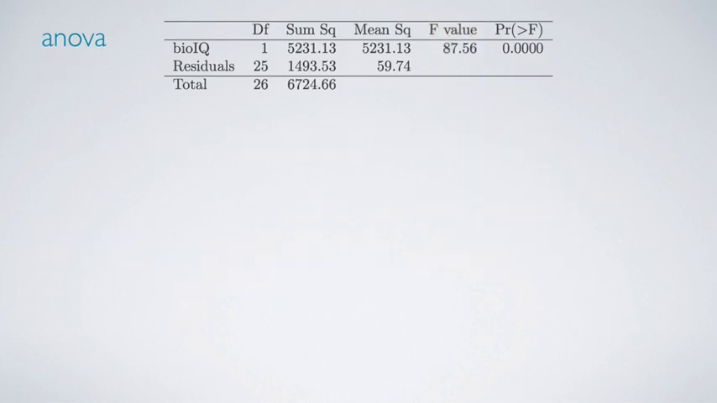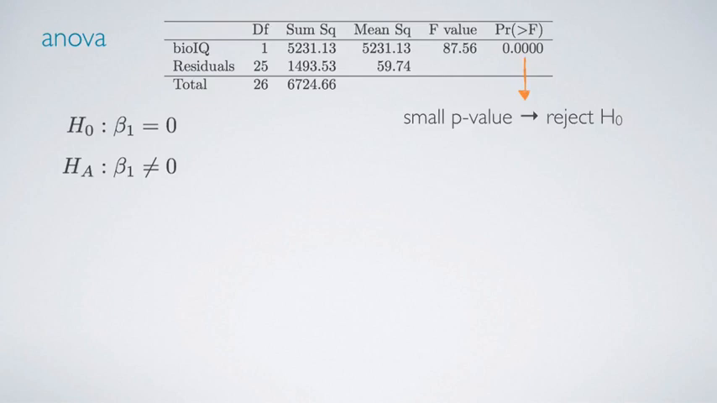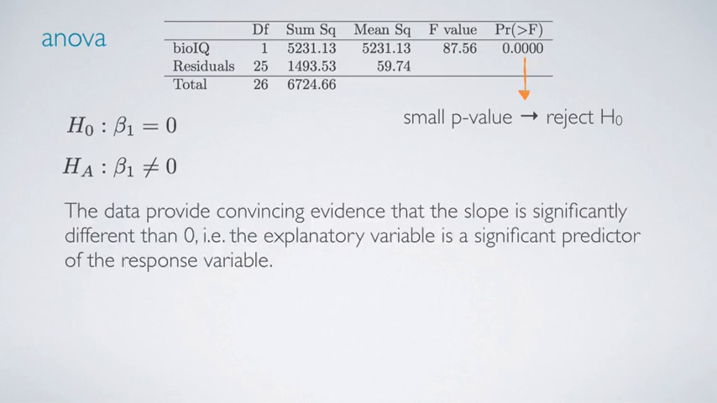Now that we had a refresher on the ANOVA table, we can actually move on to doing our hypothesis test. Remember, our goal was to see, is the explanatory variable a significant predictor of the response variable? And we had set our hypotheses as the slope equals 0 for the null hypothesis, and the slope does not equal 0 for the alternative hypothesis. We have a pretty small p-value, meaning that we would reject the null hypothesis, and in this case, rejecting the null hypothesis means that the data provide convincing evidence that the slope is significantly different than 0. In other words, the explanatory variable is a significant predictor of the response variable.